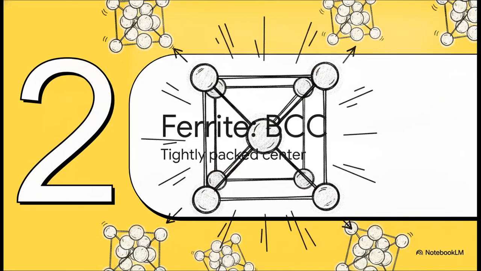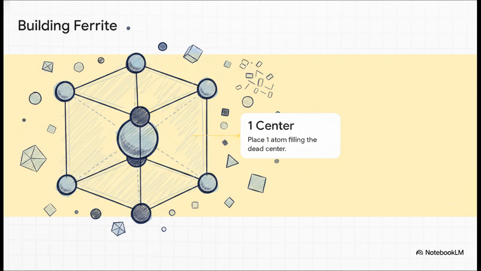Part 2. Ferrite, body-centered cubic. The tightly packed center. Let's start building our first atomic model, ferrite, using that BCC blueprint. Just picture a standard cube in your head. To build this out of our atomic ping pong balls, you place a ball at all 8 corners of the cube. So 4 on the top, 4 on the bottom. Simple enough, right? Then, for the second step, you wedge a single ping pong ball straight into the center. Because of how it's positioned, the absolute core of the cube is completely filled up.